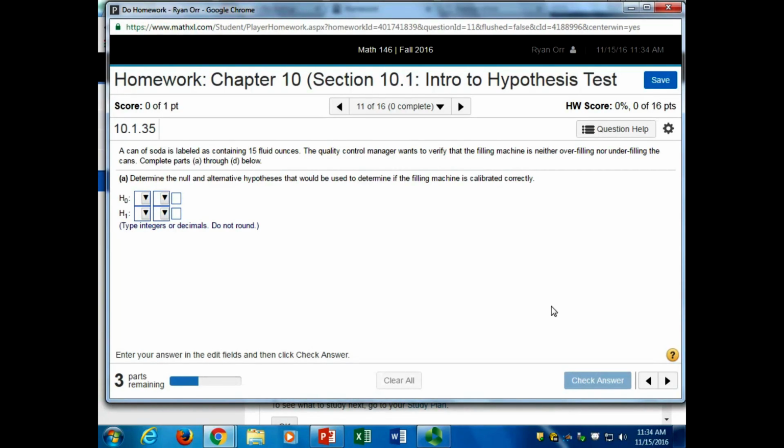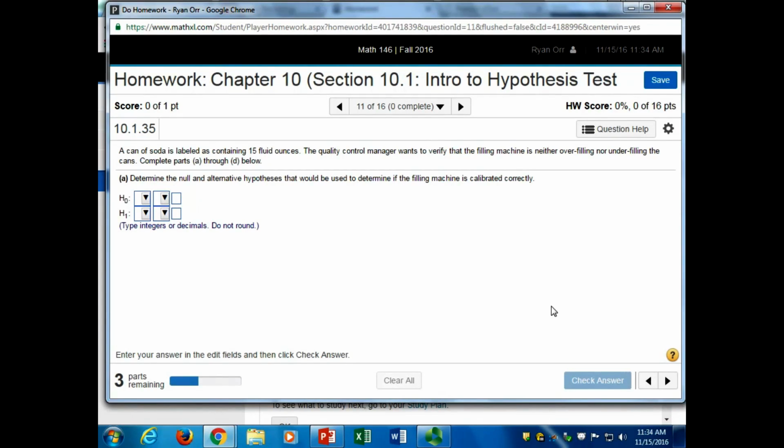Okay, so there was a homework question. This one comes out of section 10.1, and it has a couple parts. So this is getting at the overall picture of hypothesis testing. A can is labeled 15 ounces, and the quality control manager wants to make sure that they're not overfilling or underfilling their cans, right?